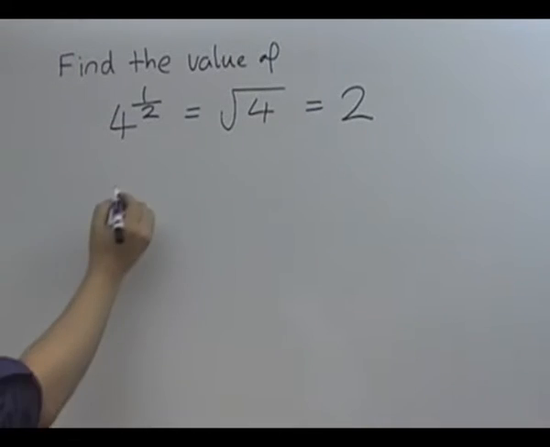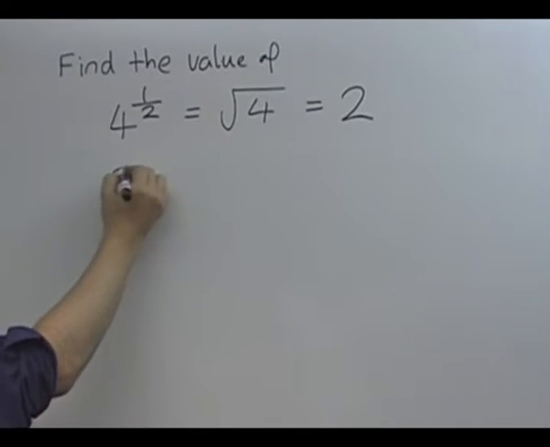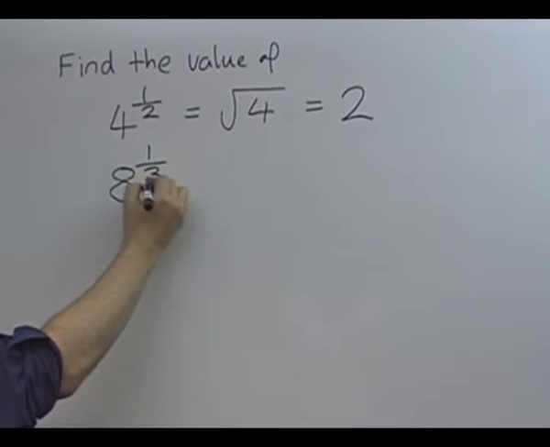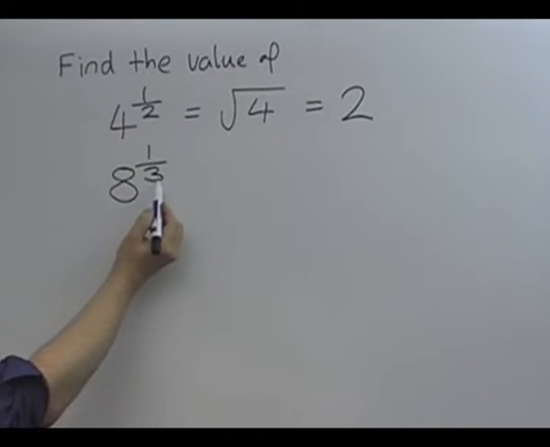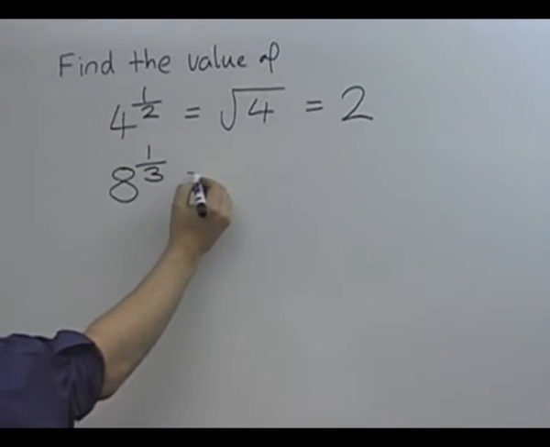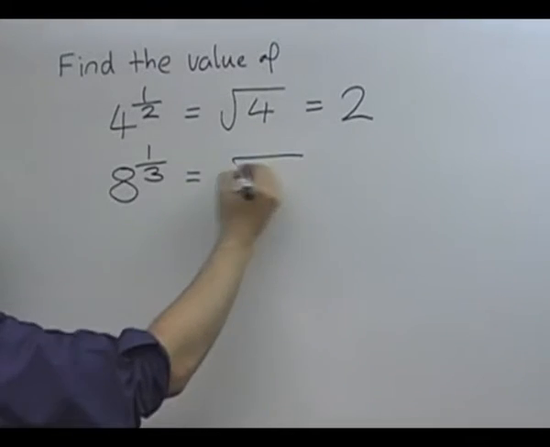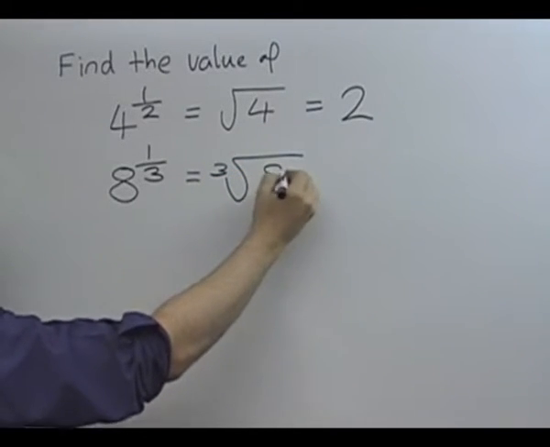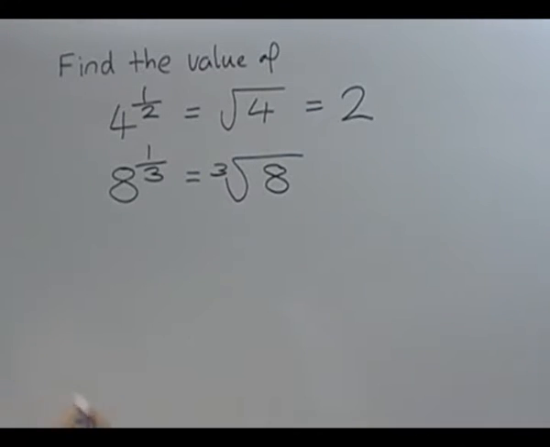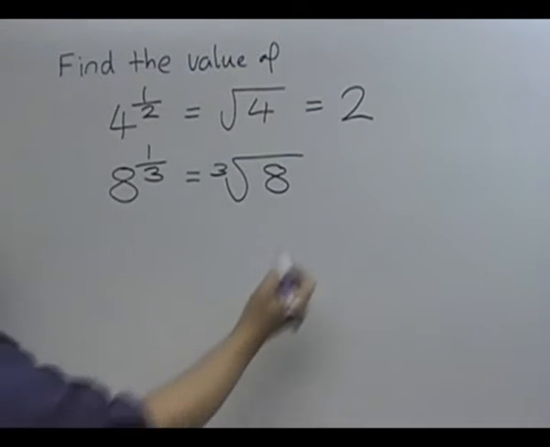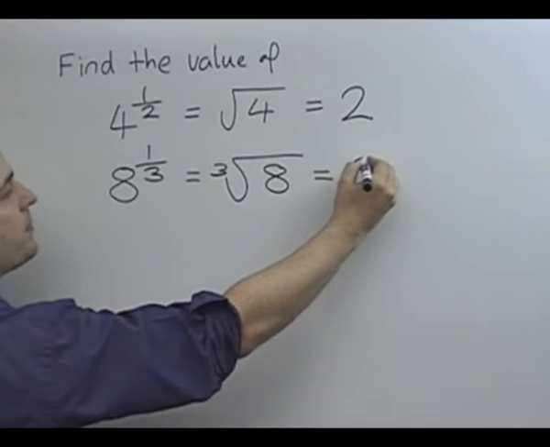Another example would be 8 to the power of a third. Okay, 8 to the power of a third is the same as the cube root of 8. Now the cube root of 8, what times itself 3 times makes 8? That would be 2 as well.